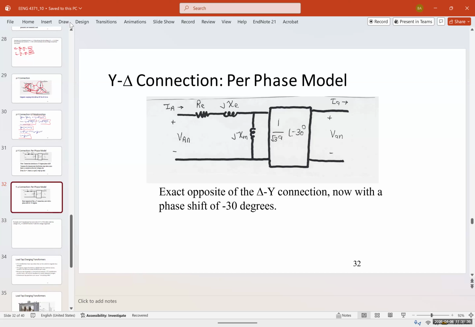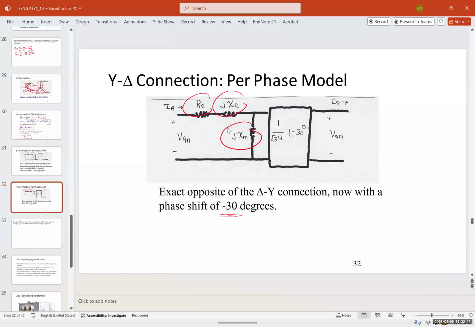Now, a Y-delta connection is the exact opposite of delta-Y. The difference here is that we don't need to divide all the impedances by 3. It's exactly like when we had a Y model for a per phase model. And the other difference is we have a negative 30-degree phase shift here. So in a delta-Y, we had a positive 30 degrees, and in Y-delta, we have a negative 30 degrees. So keep this in mind. You may have this in your exam.